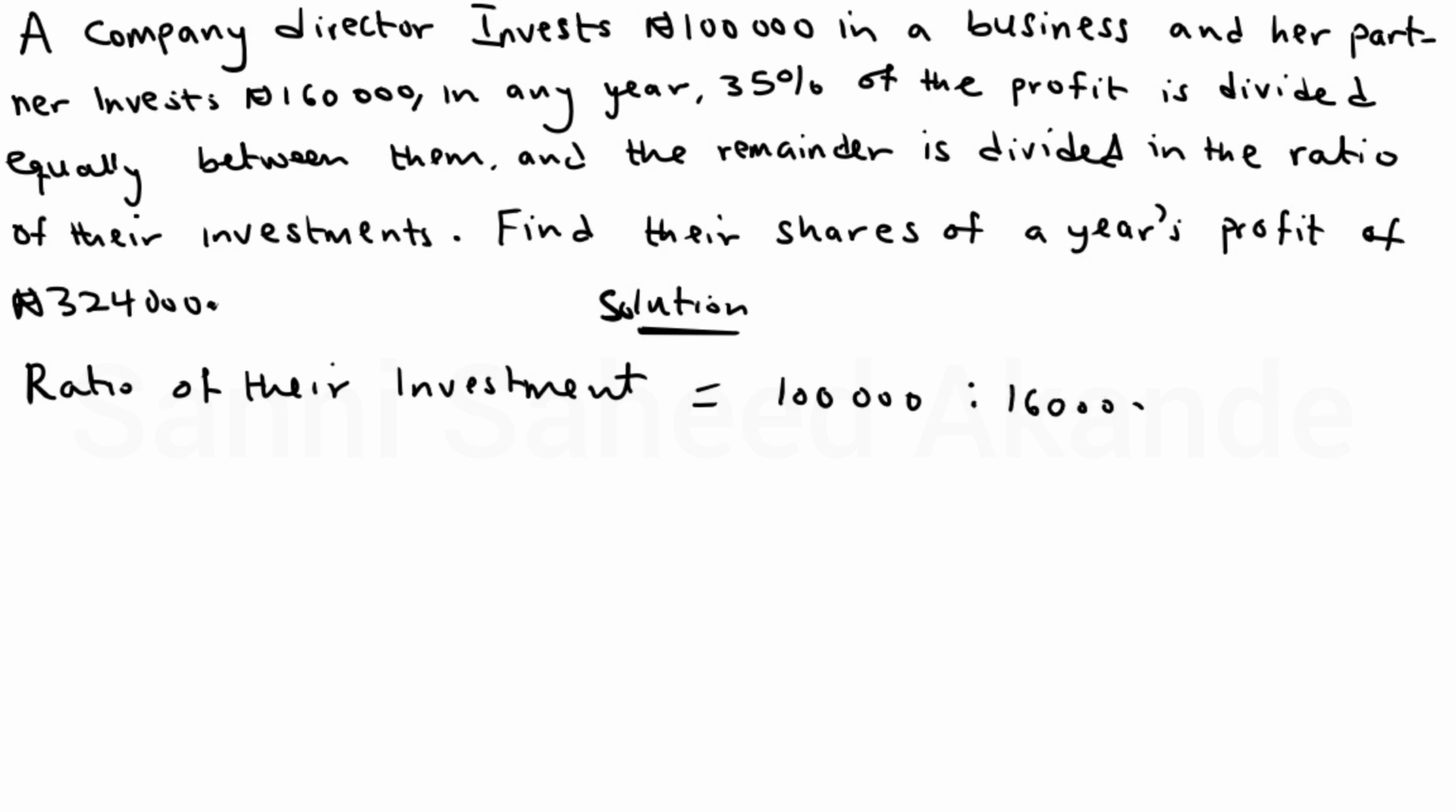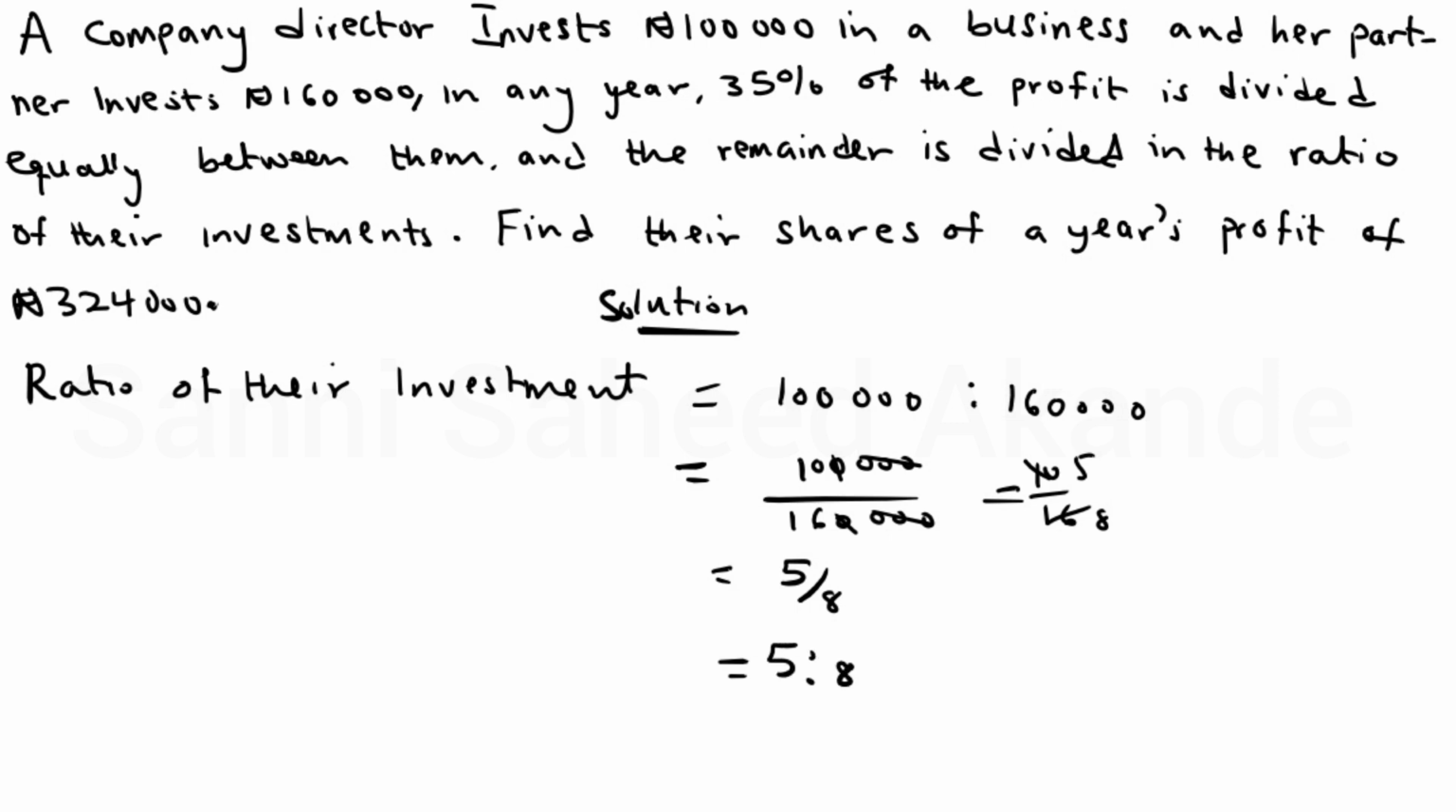When you change this to a fraction, you have 100,000 divided by 160,000. When you divide this, this cancels this, so it reduces to 10 over 16. Then 2 in 10 is 5, 2 in 16 is 8, and that will be 5:8. So now the total ratio will be equal to 5 plus 8, and that will give us 13. Understood?